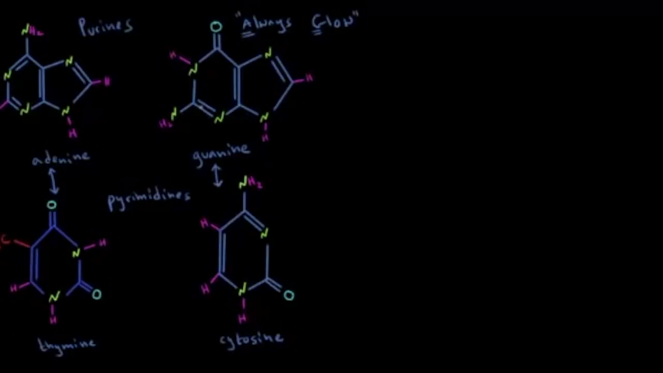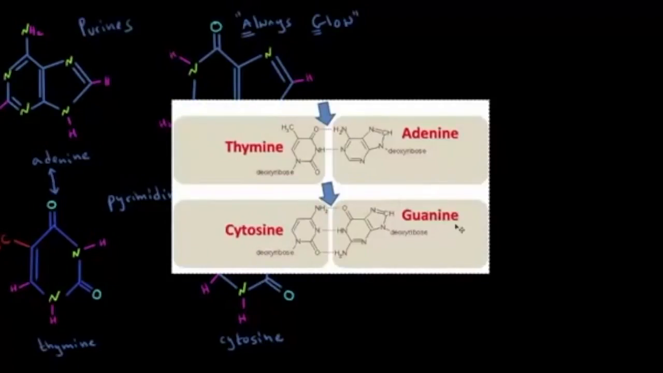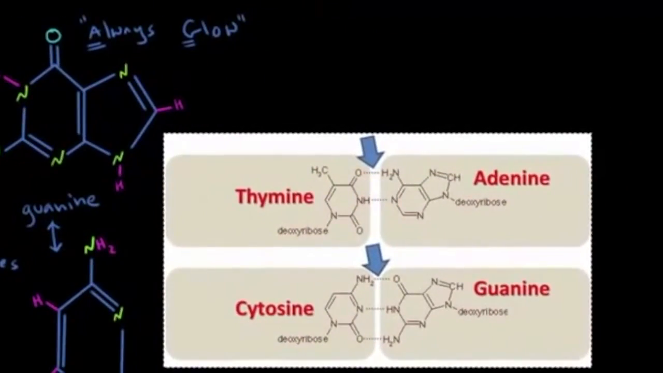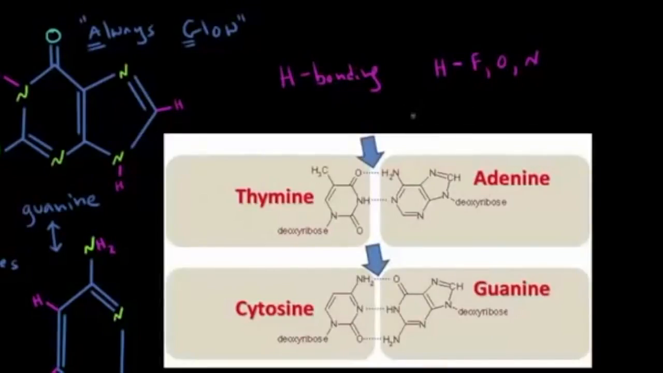Let's take a look at how these molecules pair up with each other. So let's look at this diagram. The bonds that hold the nitrogen bases together are hydrogen bonds. So it's hydrogen bonding that puts them together. And let's just remind ourselves, hydrogen bonding takes place in molecules that have a hydrogen attached to one of 3 very electronegative atoms, fluorine or oxygen or nitrogen. Let me remind you, electronegative means that they like to hog electrons, they pull electrons towards themselves.